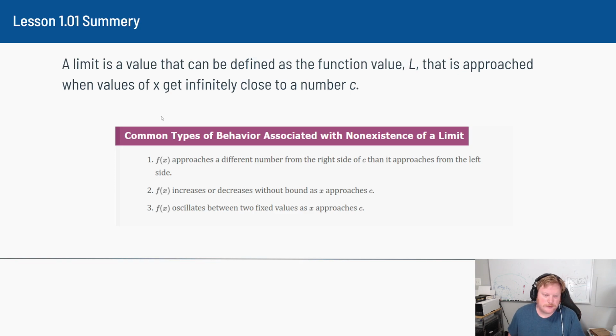So in summary, a limit is a value that can be defined as the function value, L, that is approached when a value of x gets infinitely close to a number c. And some common types of behavior associated with non-existence of a limit are listed below.